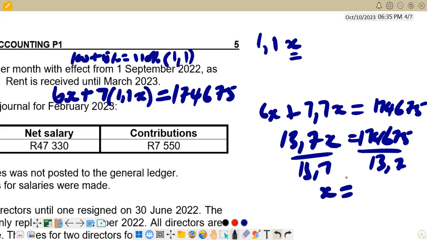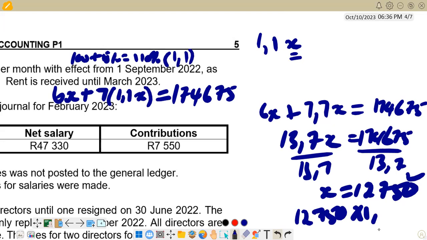If you do that, let's try to calculate that one. If you divide there, you are supposed to get 12,750. So it means 12,750 was the rent before it increased by 10%. But the rent for March that you want to receive had increased by 10%. So we are just going to say 12,750 times 1.1 to get that after the increment. So if you do that now, you get 14,025.